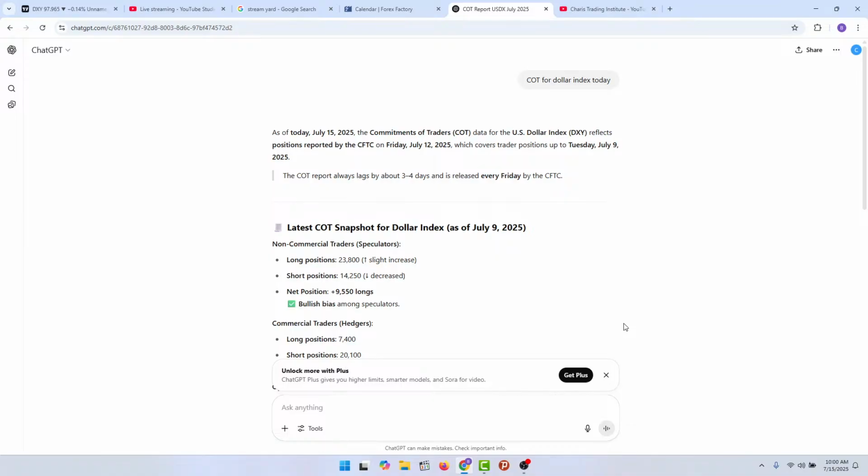So I came up with an idea. Since ChatGPT is an amazing AI, why don't I ask ChatGPT to give me insight about the COT data for the assets I would like to trade? So you just go to ChatGPT and ask, what is the COT data for dollar index today? COT data is the data that shows you the net long and net short position of the assets that you're trading. So assuming that you're trading Euro USD, you can ask for COT data for Euro USD, and it's going to show you the net long position or the net short position on the Euro USD.